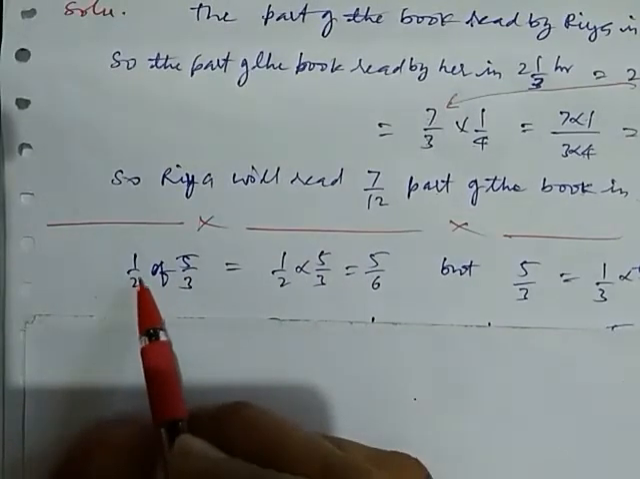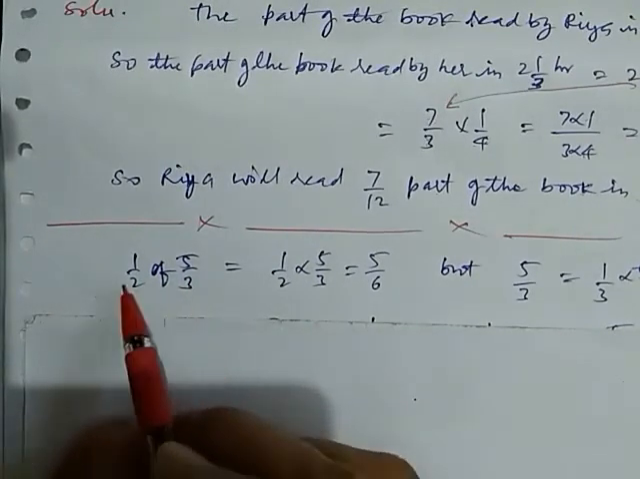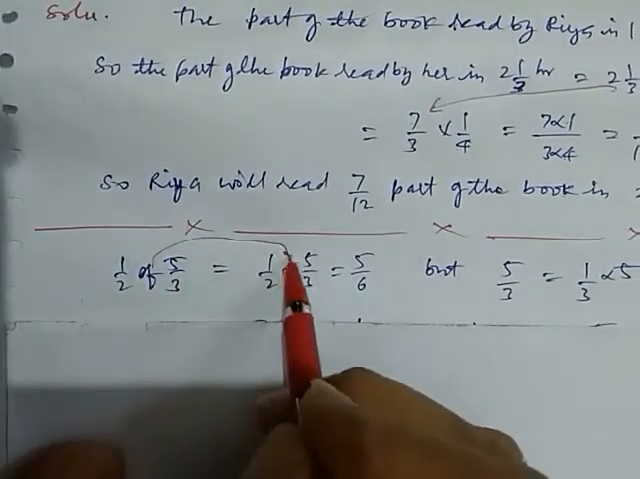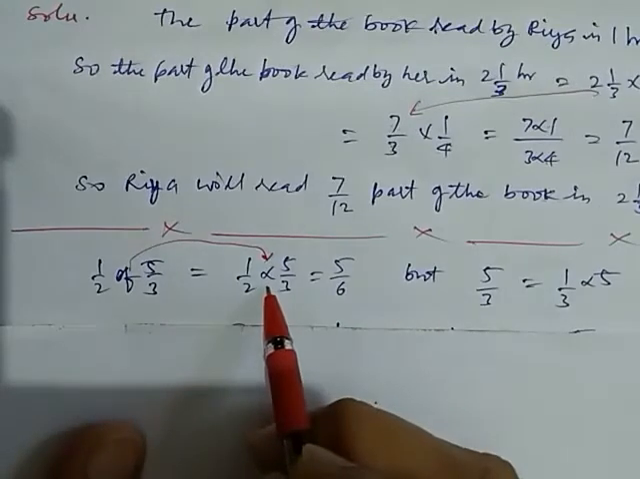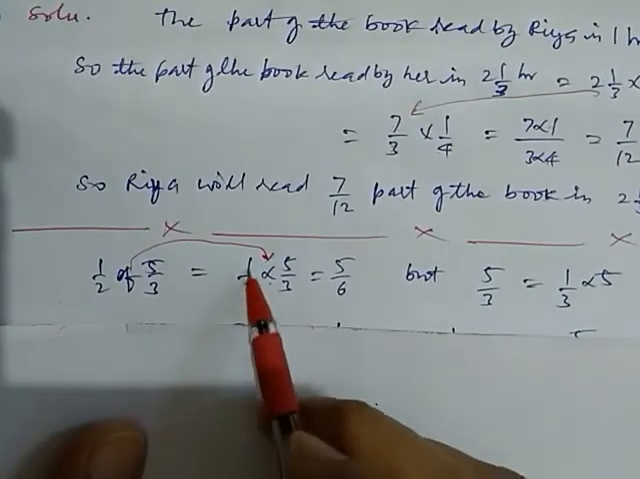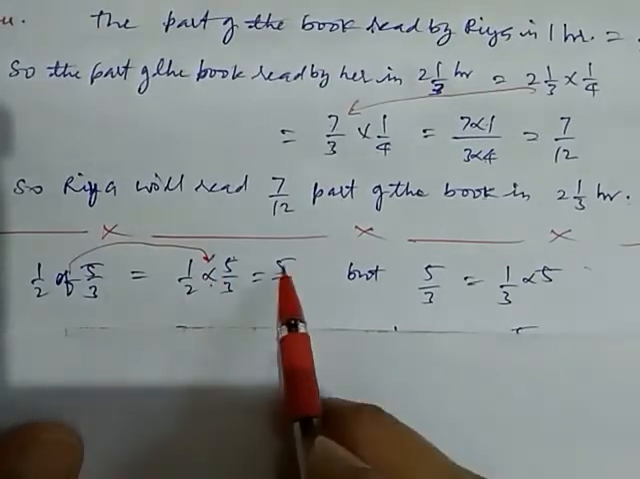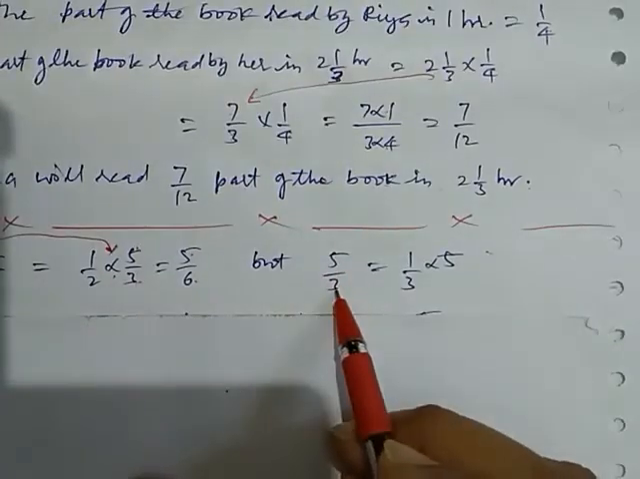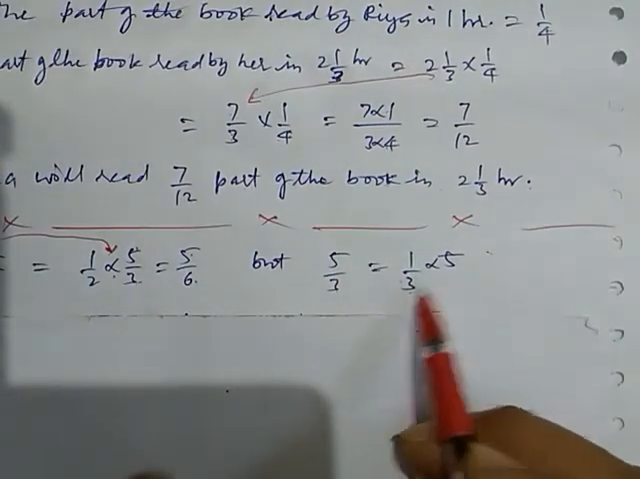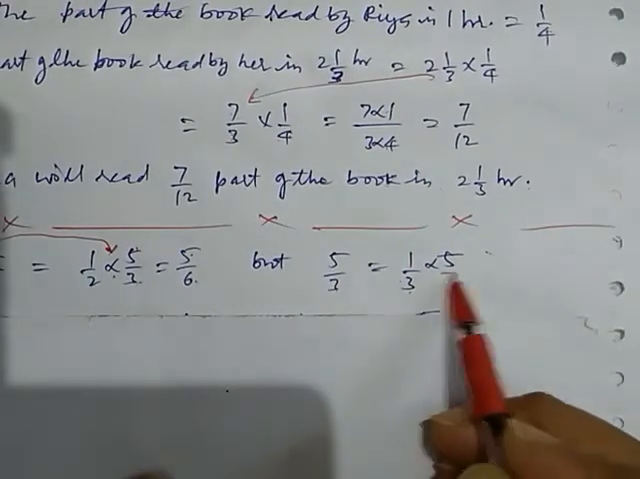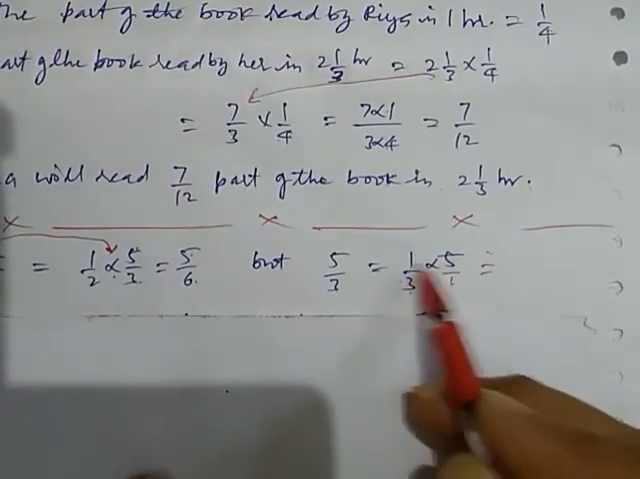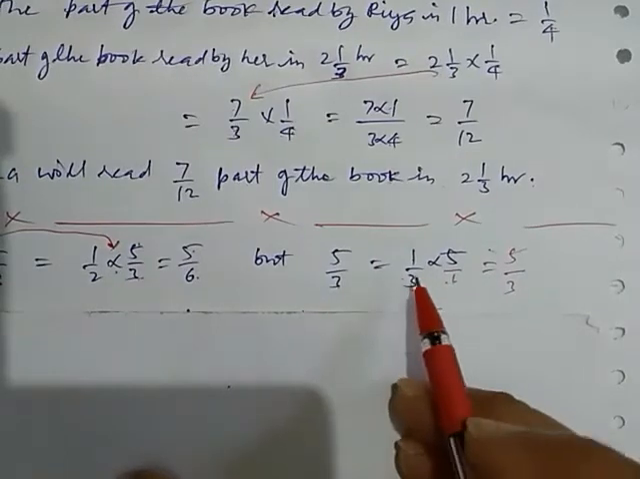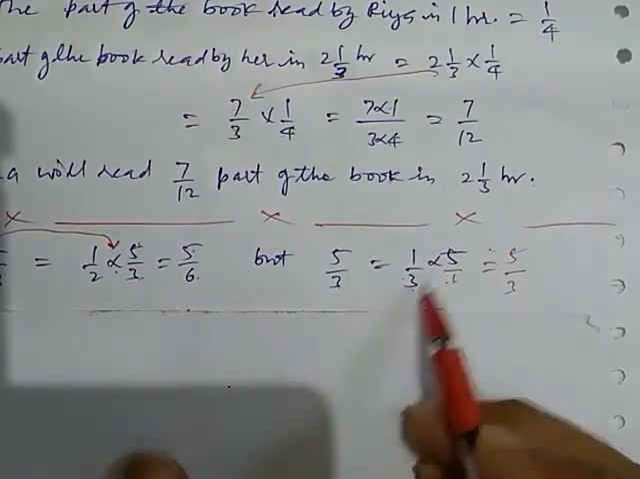Here, 1 by 2 of 5 by 3. Half of 5 by 3 means, here this "of" is converted into the multiplication sign, so half into 5 by 3. 5 into 1 is 5. 2 into 3 is 6. But 5 by 3 can be written as 1 by 3 into 5. Okay. This 5 into 1, 5. This 3 into 1, 3.